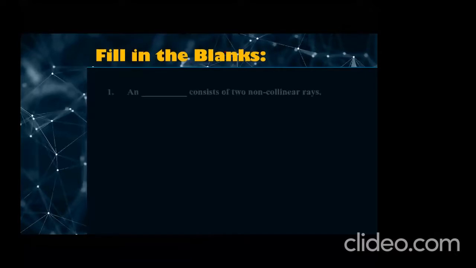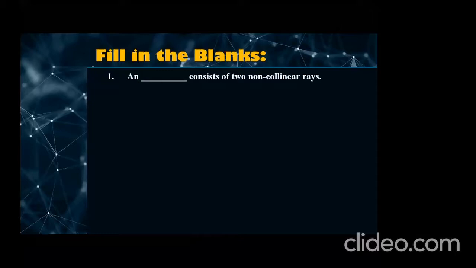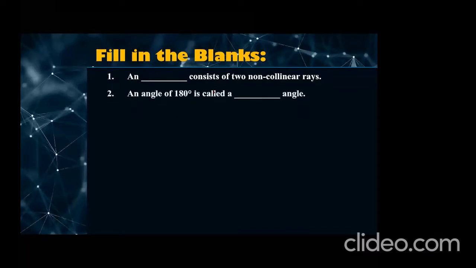Fill in the blanks. Number one, an angle consists of two non-collinear rays. Write down the answer. Very good. An angle consists of two non-collinear rays. Now tell me the answer of this one. An angle of 180 degree is called a dash angle.